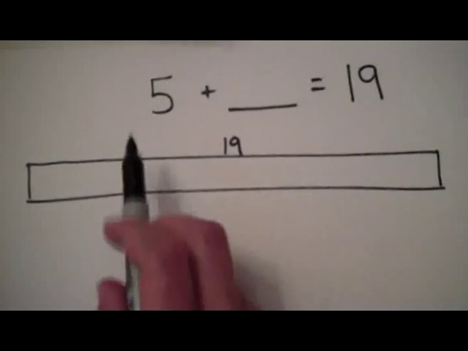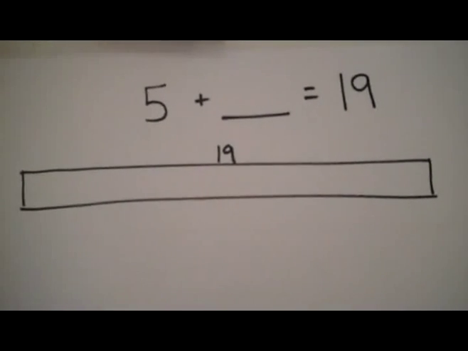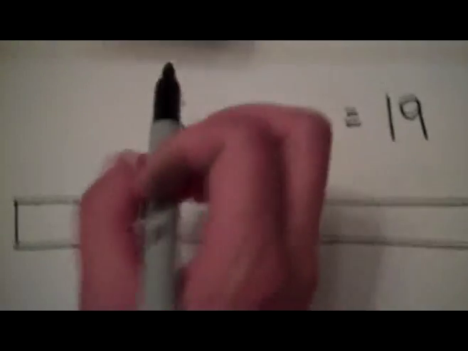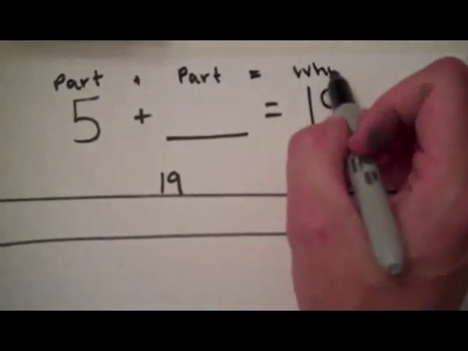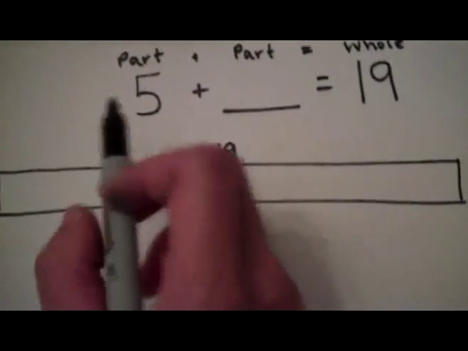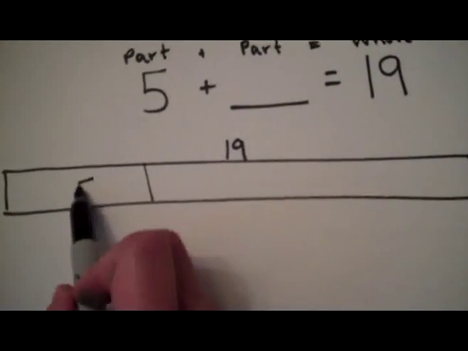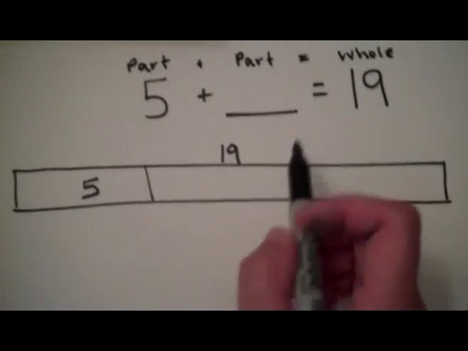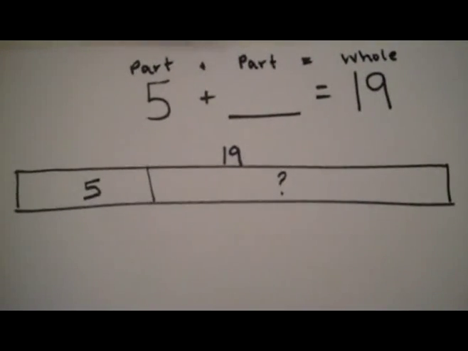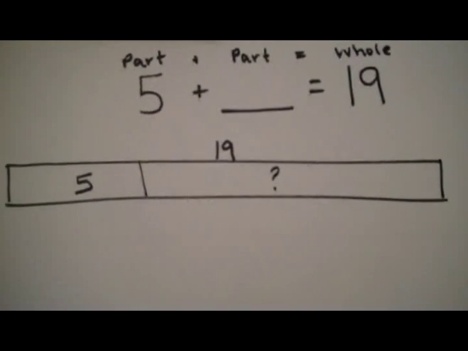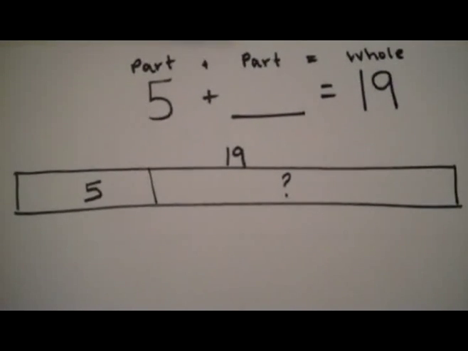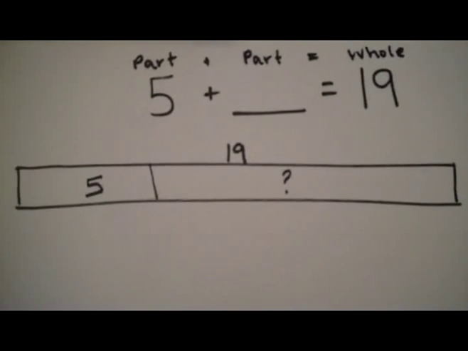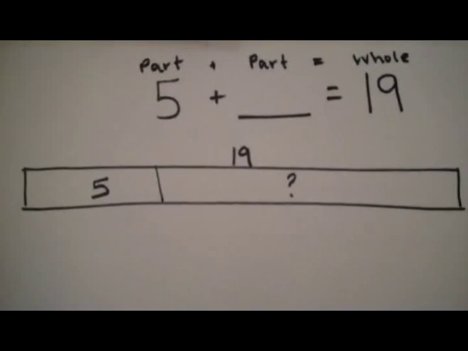Well, we know that this 5 represents one of the parts, because in an addition problem, it's part plus part equals a whole. So we know one of the parts is what? 5. Now what don't we know? We don't know that second part. Now if there is one of the parts missing in an addition problem, we need to flip it around and make a subtraction problem out of it. And I'm going to show you how to do this.